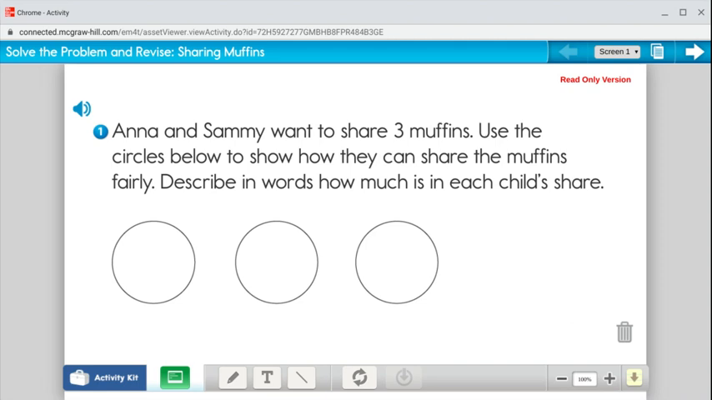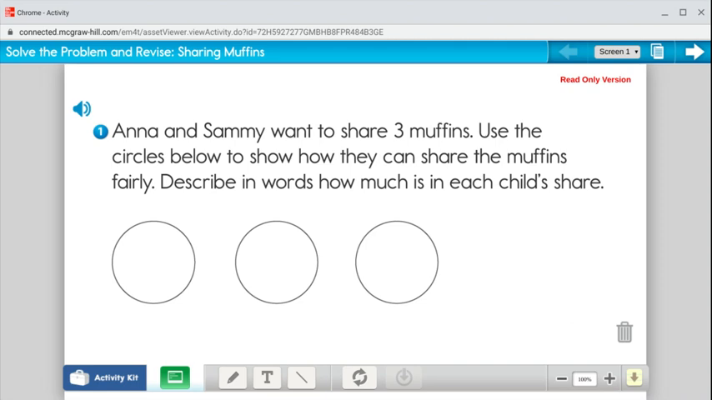So it says here, Anna and Sammy want to share 3 muffins. Use the circles below to show how they can share the muffins fairly. Describe in words how much is in each child's share. Okay, so they drew the muffins for us, just circles. They drew 3 circles for 3 muffins.